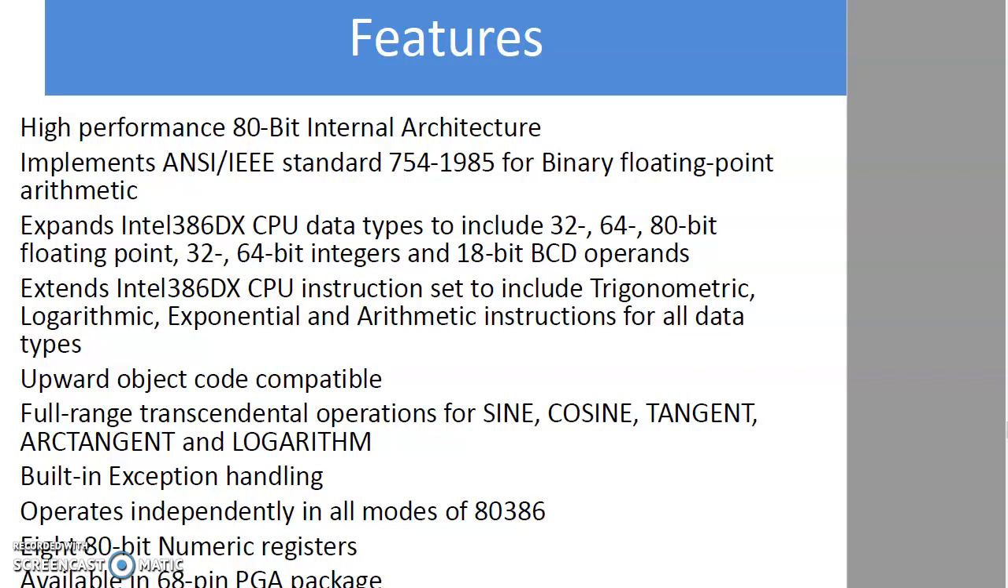So speaking about the features of 80387, it is a high performance 80-bit architecture. It supports binary floating point arithmetic operations. The data types of 80387 are 32, 64 and 80-bit. It has 80-bit data registers organized in an 8 register stack. Each register in the 8 register stack is 80-bit.